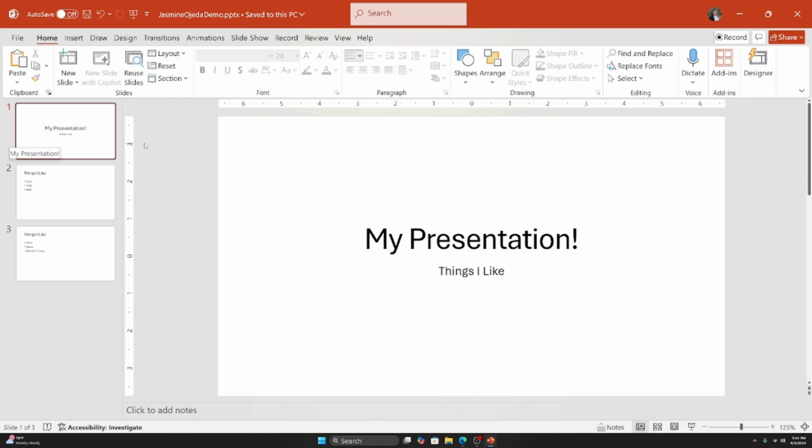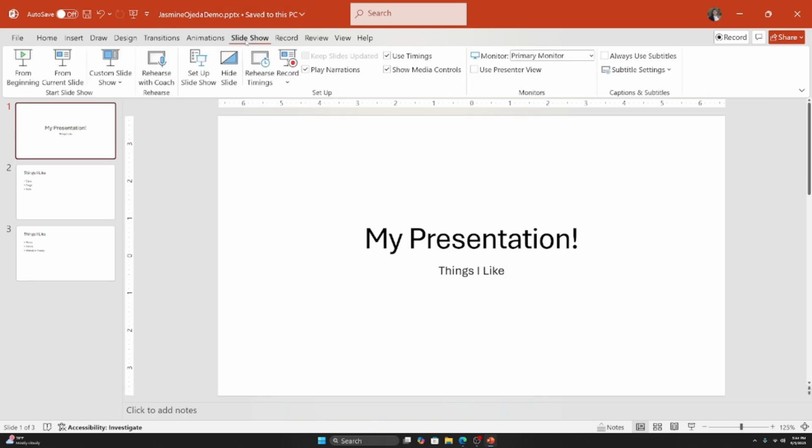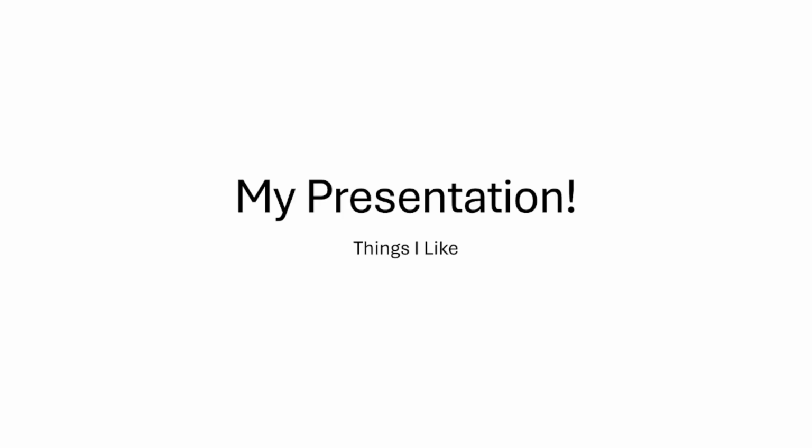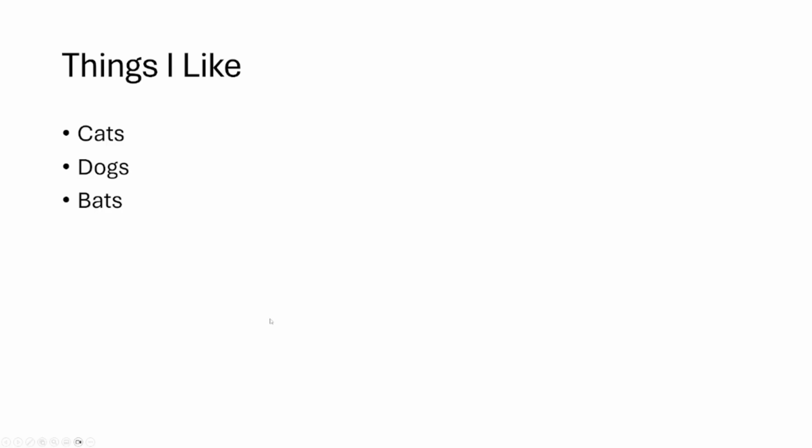Let me go ahead and present this for now. So again, slideshow. I'm going to do from the beginning. So this will play the slide from the very beginning. There we go. And we have a nice little slideshow going, my presentation, things I like. When I click, it goes in the order of the slide master. So now it says, there we go, it shows the animals I like. When I click, it shows the foods I like. And when I click, it's done because we only have 3 slides.